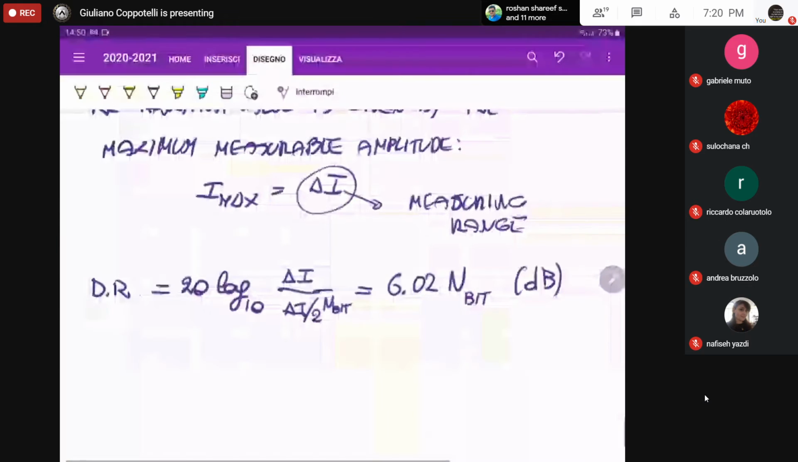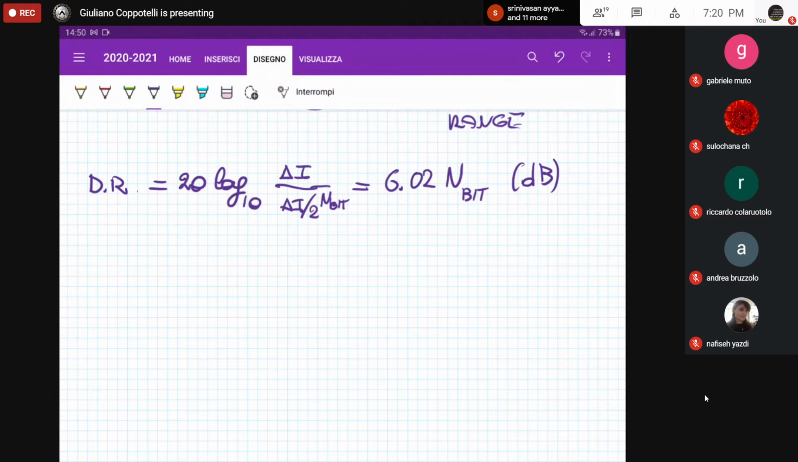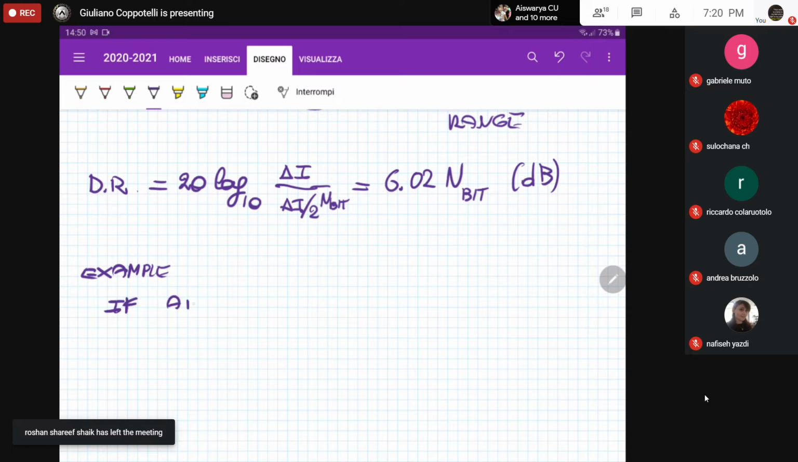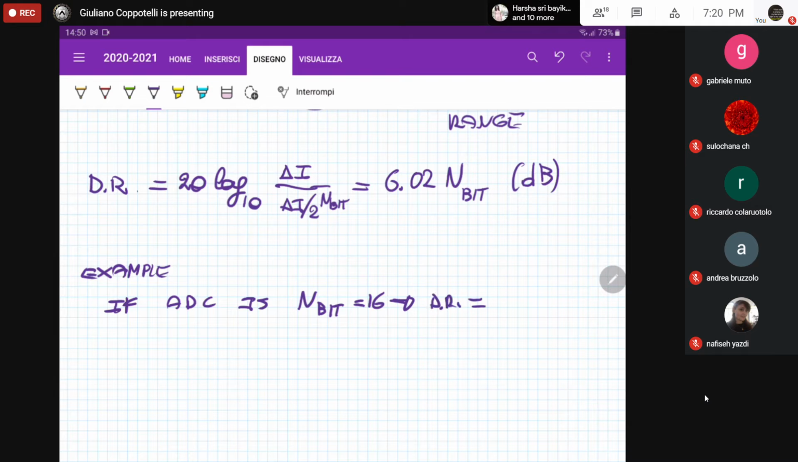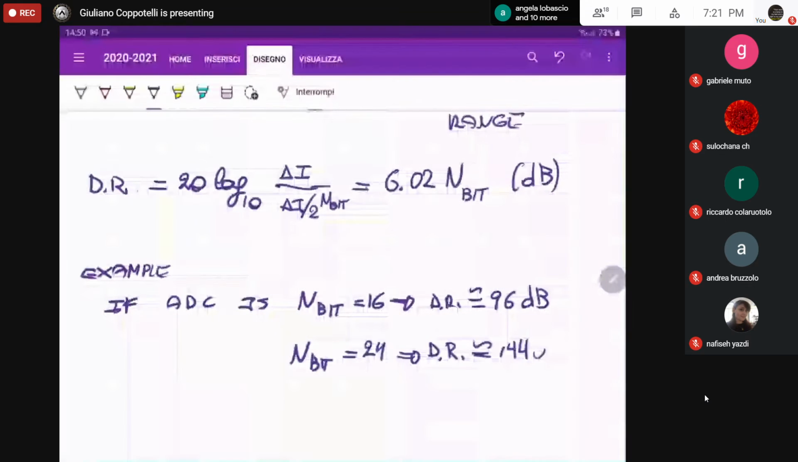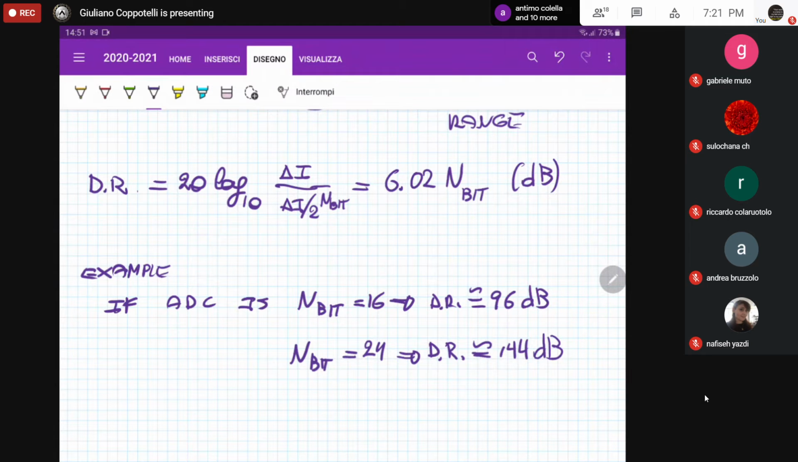Okay, now just to put some numbers, as an example, if your AD converter is characterized by a number of bits equal to 16, then your dynamic range is equal to about 96 dBs. If your number of bits that is characterizing your ADC is 24, then your dynamic range is equal to about 144 dBs. And that is telling you a very important aspect of your acquisition system, that is how precise the measurement of your whatever varying quantity could be.